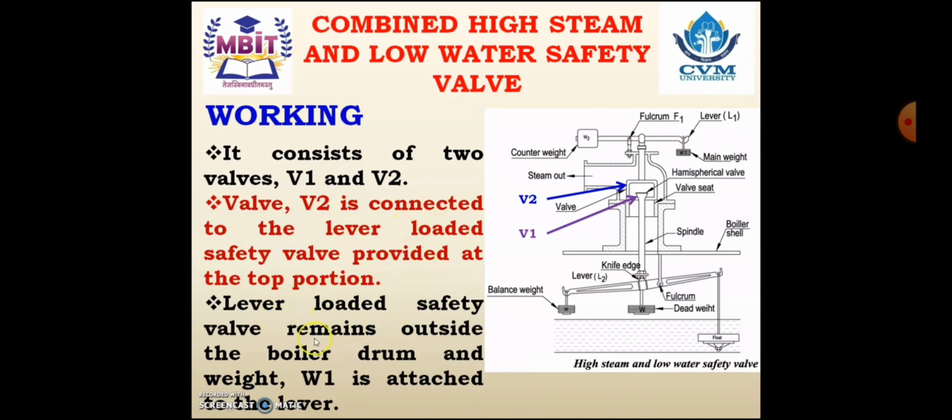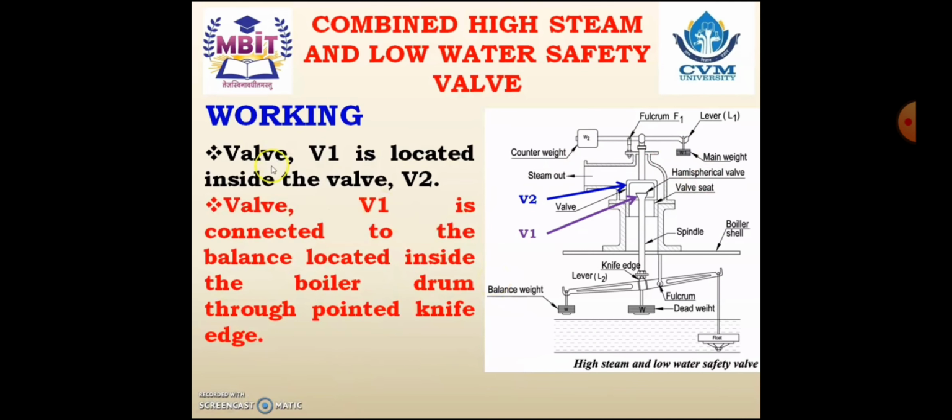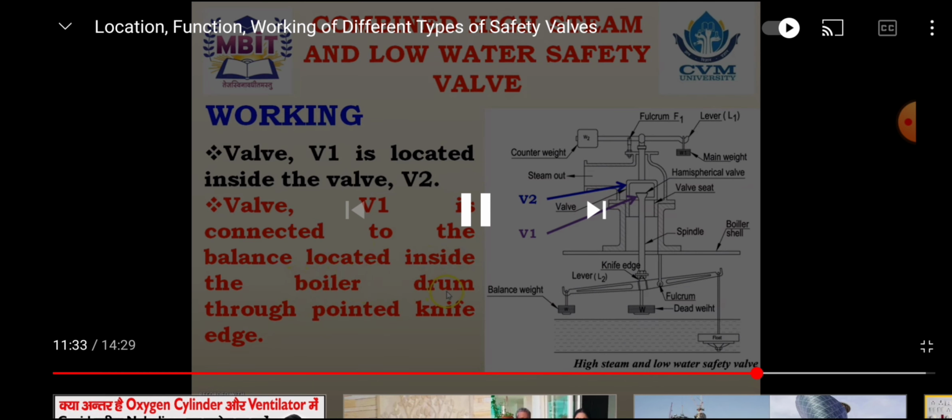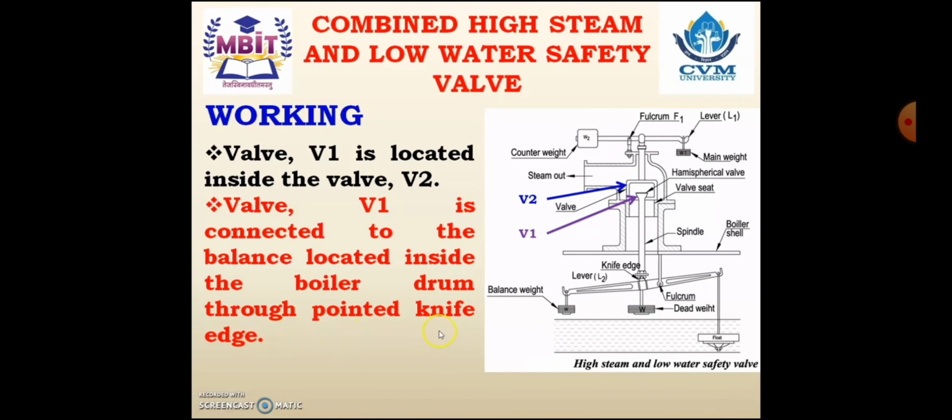Lever loaded safety valve remains outside the boiler drum and weight W1 is attached to the lever. Valve V1 is located inside the valve V2. Now valve V1 is connected to the balance located inside the boiler drum through pointed knife edge.